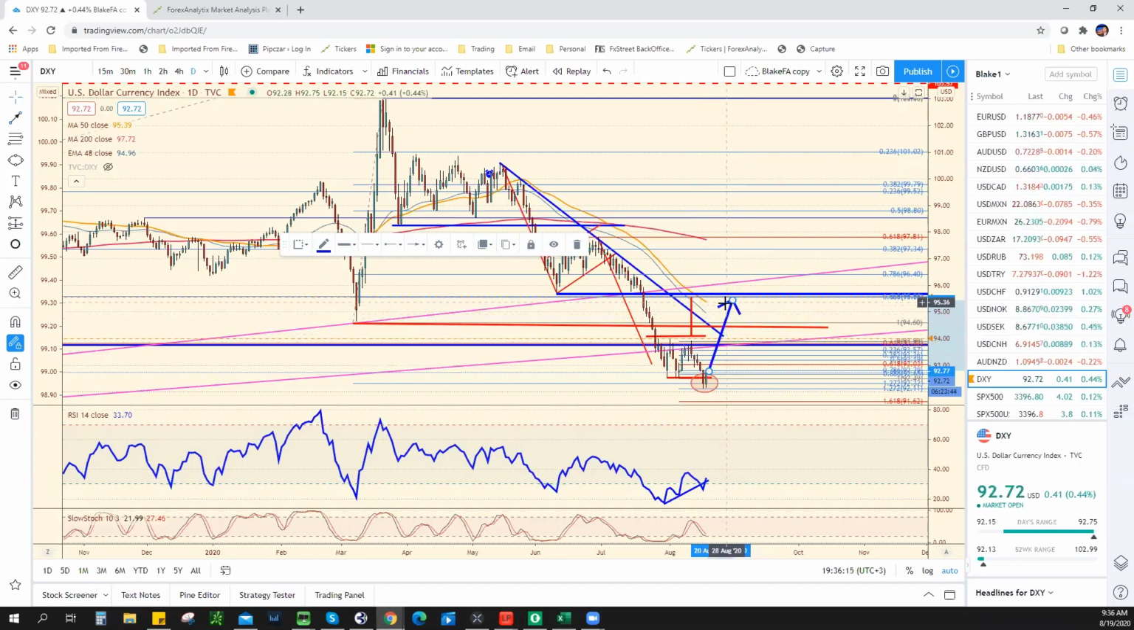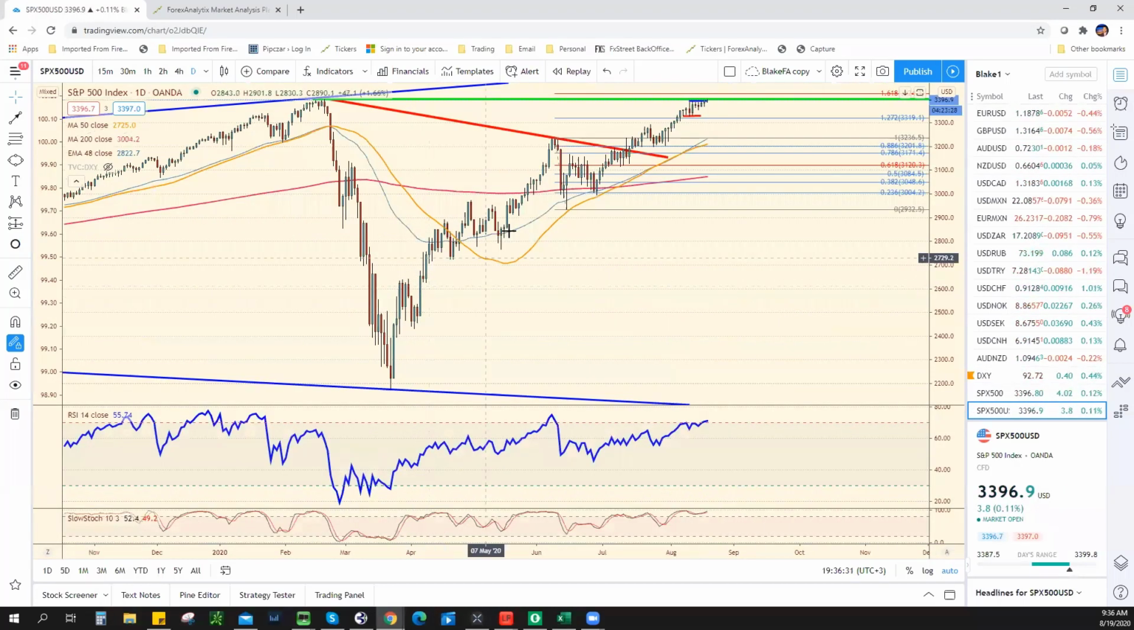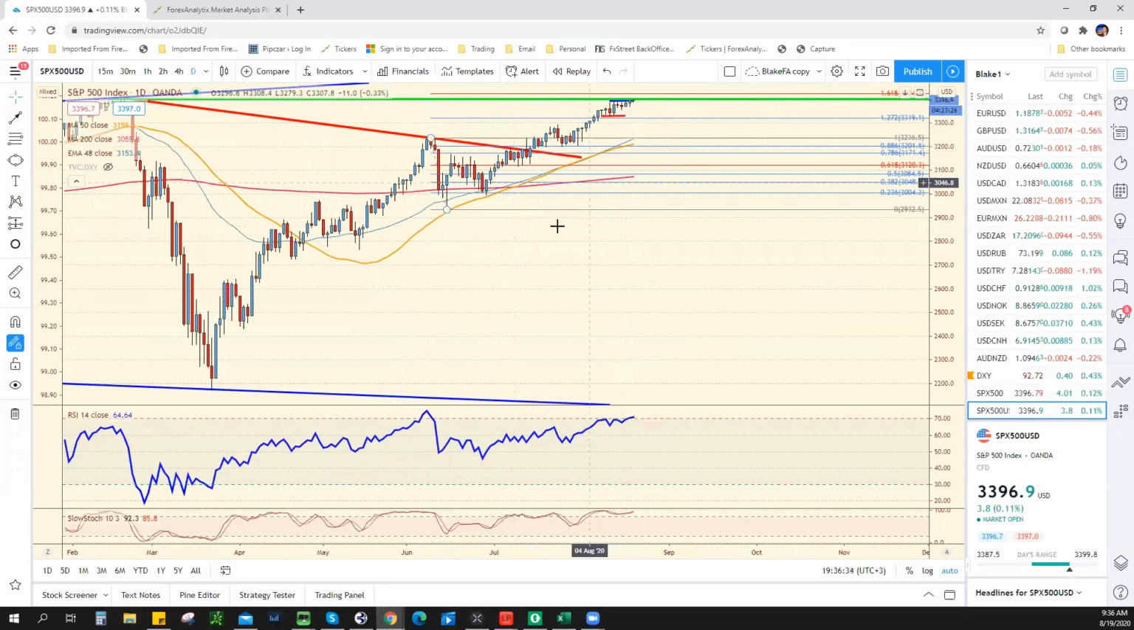So I don't want you guys to get too excited about this. I just want you to think about it, just because I think it can happen. There's a couple other things that are feeding this idea too. One of the other things would be, look, the S&P's really having a rough go at this 3,400 level. It really is, right?